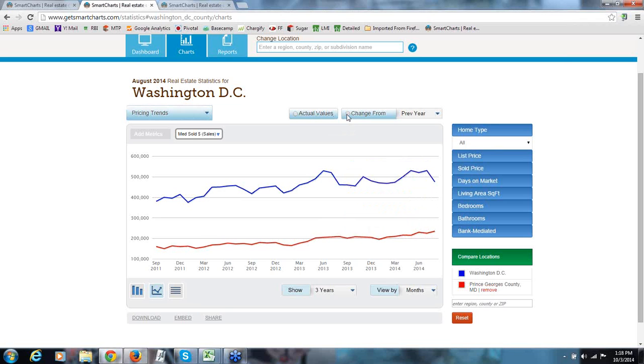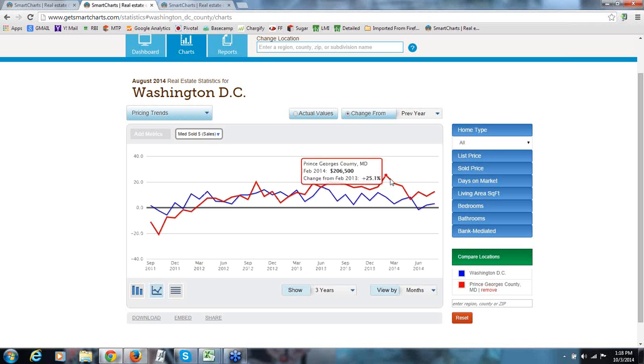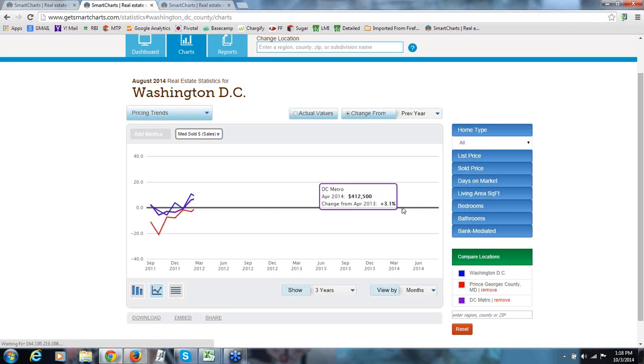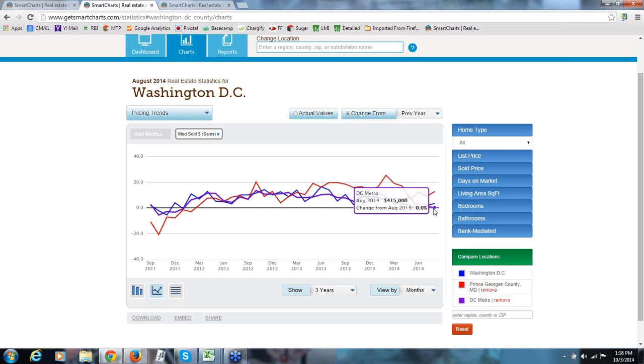When we look at the change from previous year, we can see that both of these areas, for the most part, have been seeing, I mean, this is a 20% year-over-year increase line. While it doesn't look all that impressive on this chart, this is a 20% increase. This is double-digit increases even as far as August 2014, versus the region at large, which is flattening out a bit. This purple line is DC Metro at large, 0% increase there.